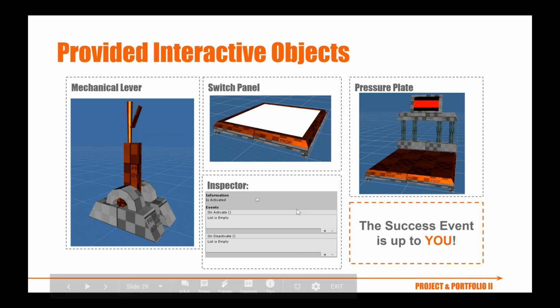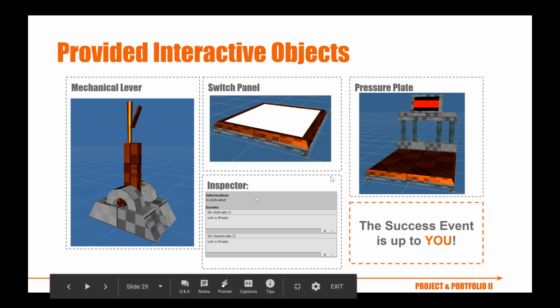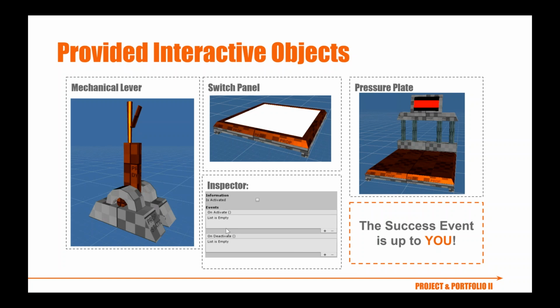So we're going to be using Unity events. If you guys aren't already familiar, you'll definitely familiarize yourself with them by the end of this project. But you can see here, each one of them has an activate and deactivate. So this is where you get to design the success event. When I pull the lever, something happens. You know, a door opens, or a force field changes color or properties, or something in the level happens. Whatever success event you want to happen is up to you to design.